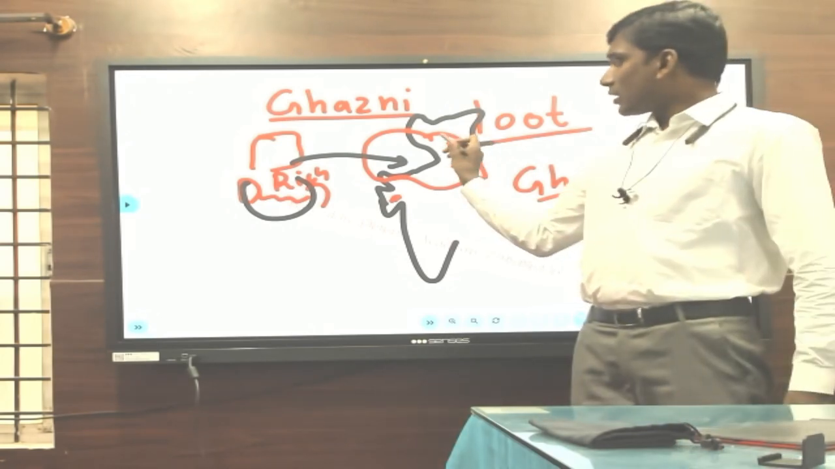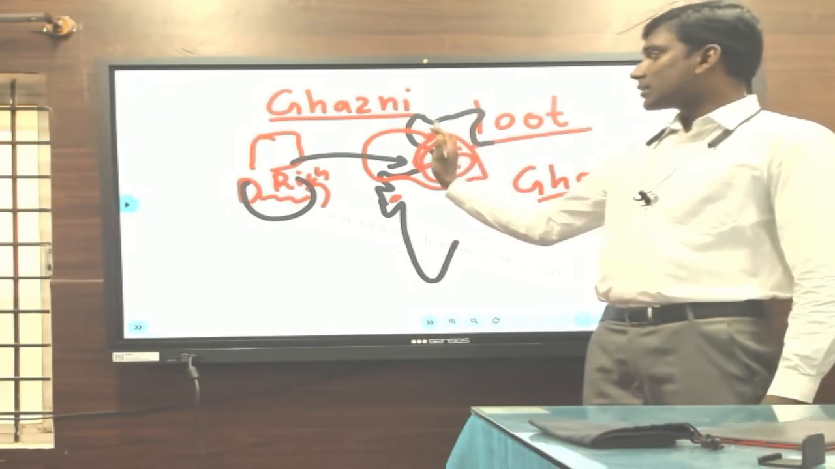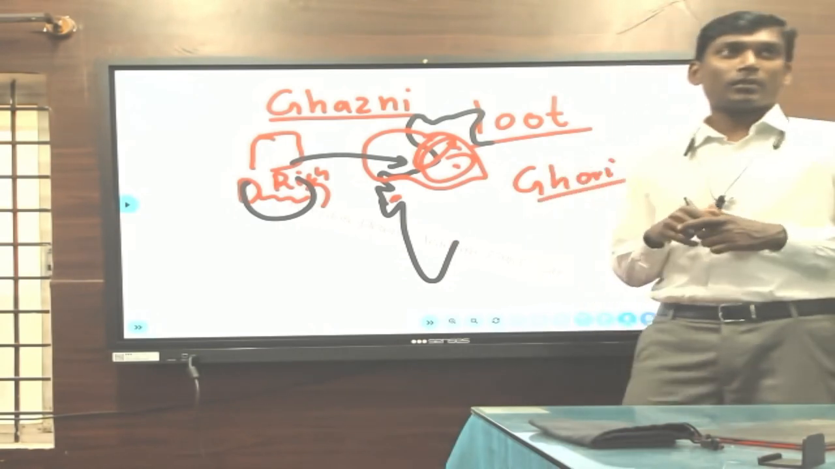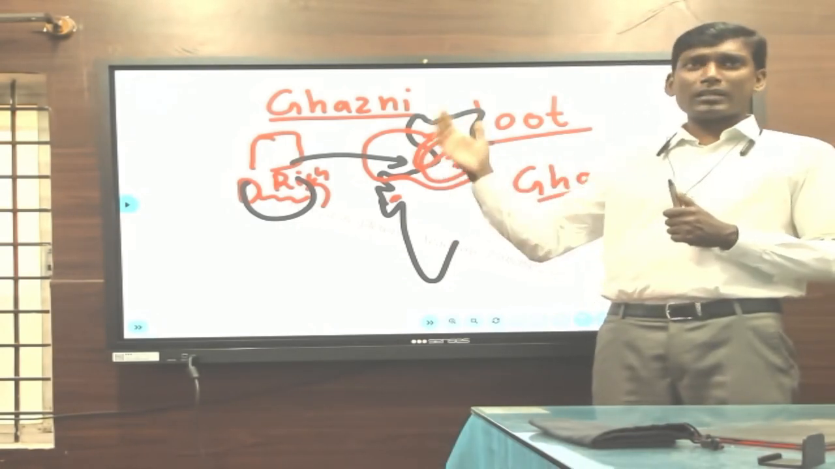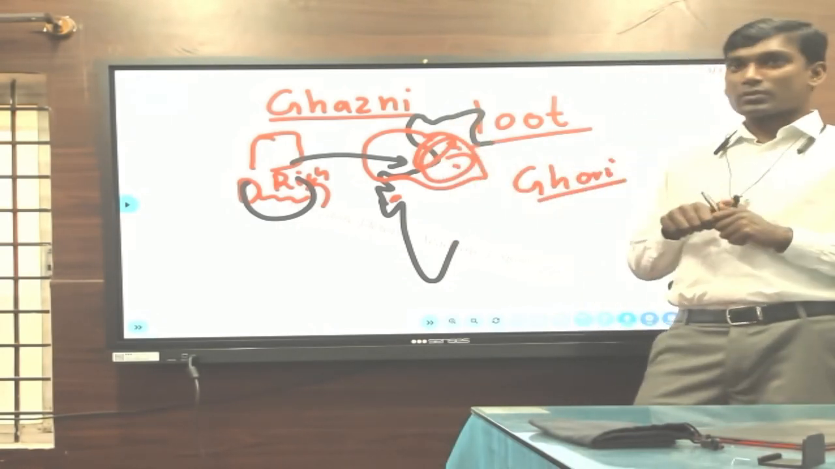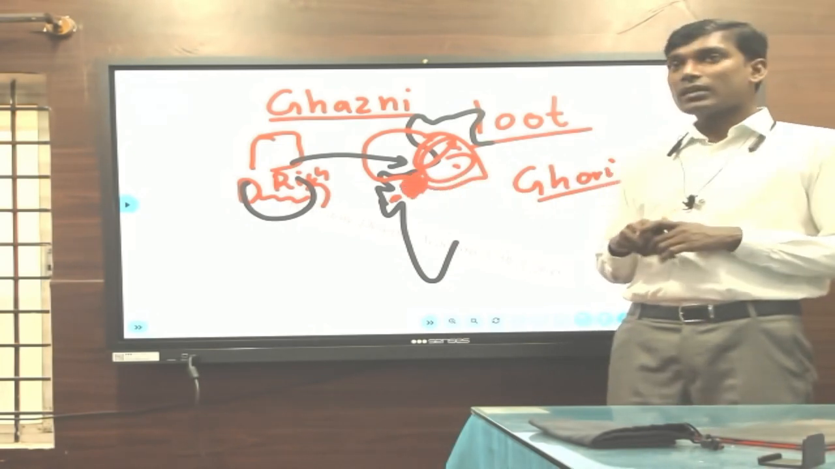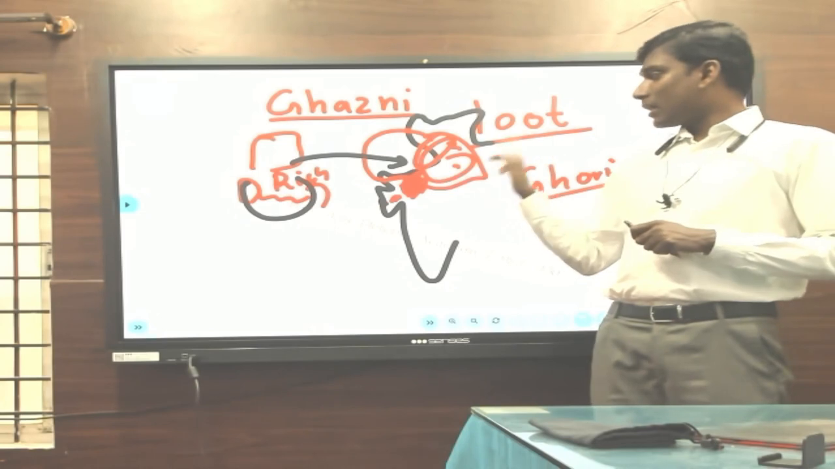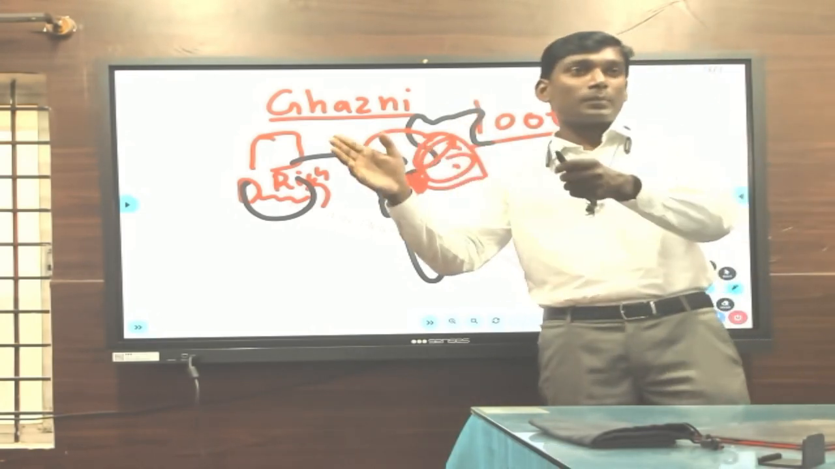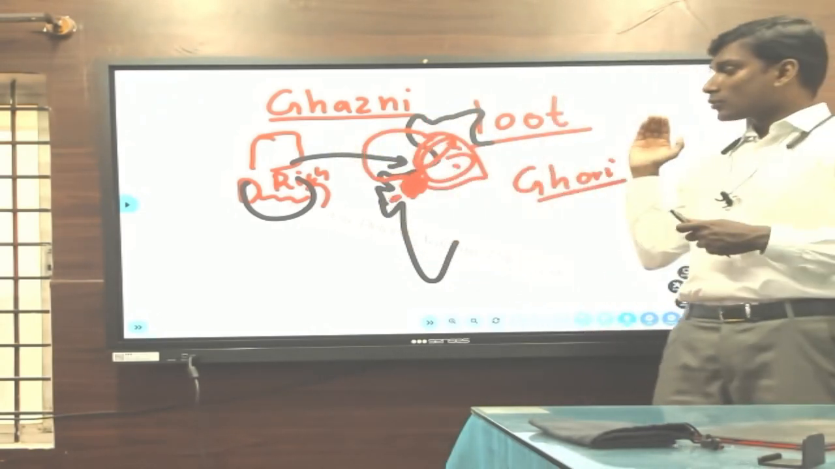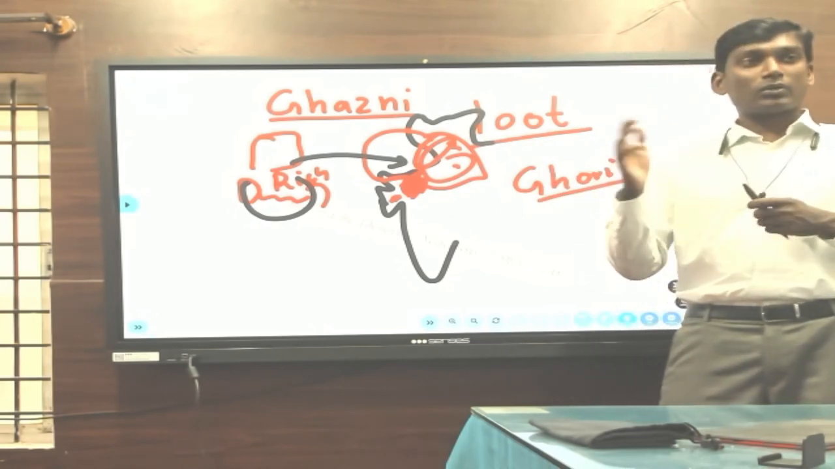But when Muhammad Ghori comes and attacks here, this part is already looted by Ghazni. So there is no money, nothing like that. So Ghazni is confused. Now what happens here, there is a place called Rajasthan. So Ghori decided, I will go towards Rajasthan, I will attack that place, I will become rich. So Ghori is coming towards Rajasthan and he wants to attack.